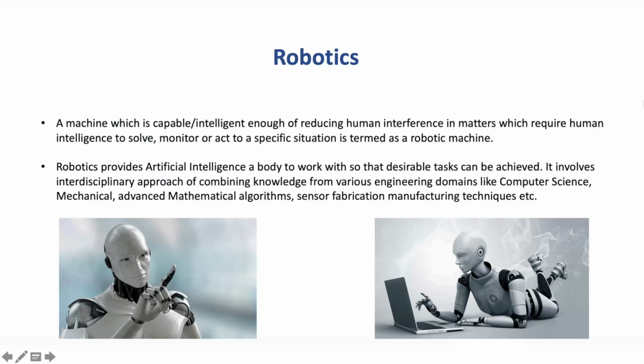Robotics is a common terminology often associated with artificial intelligence. We think of robotics as the science of building devices that physically interact with the environment. A machine which is capable or intelligent enough of reducing human interference in the matters which require human intelligence to solve, monitor, or act to a specific situation is termed as a robotic machine. It also provides AI, which is artificial intelligence, a body to work with so that desirable tasks can be achieved.